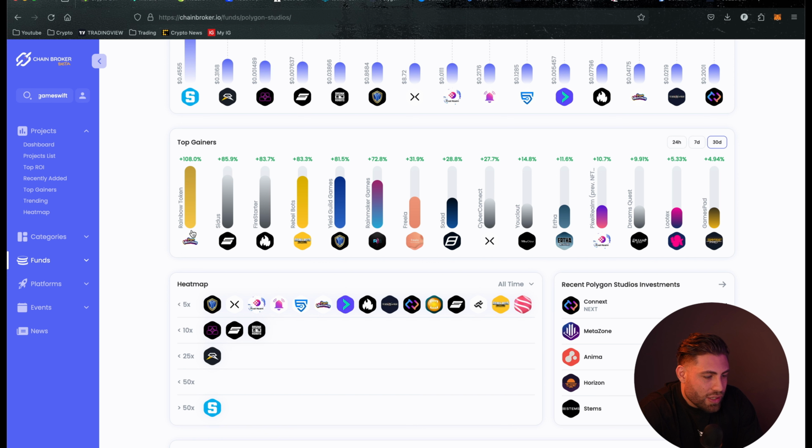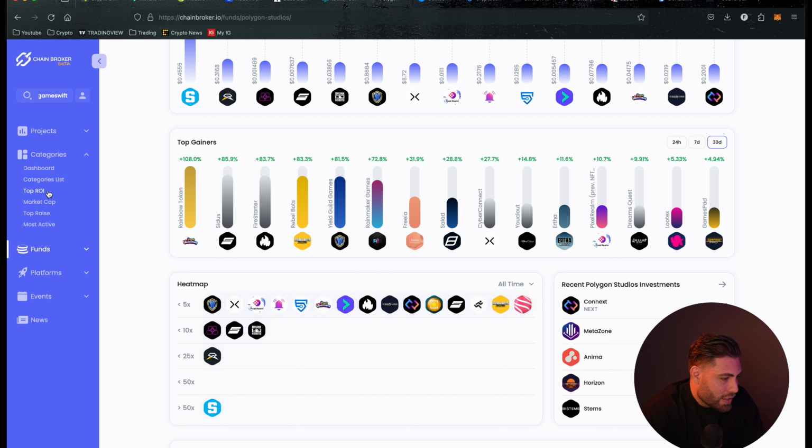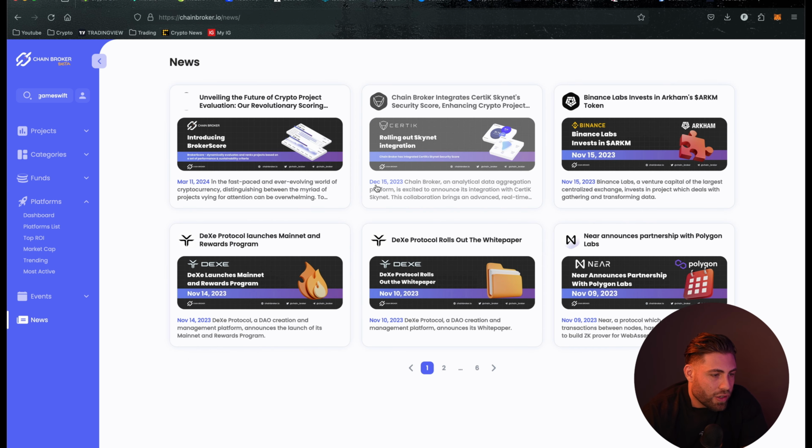You can also have a look at some of the recent investments. So what are they investing in next? And this is how you might find the real gem that, you know, not many people know about. So very, very useful tool to have. And you can do a lot more with this. You can have a look at funds. You can look at categories, and you can get very creative is what I'm trying to say. So Chainbroker, a very good tool to have.